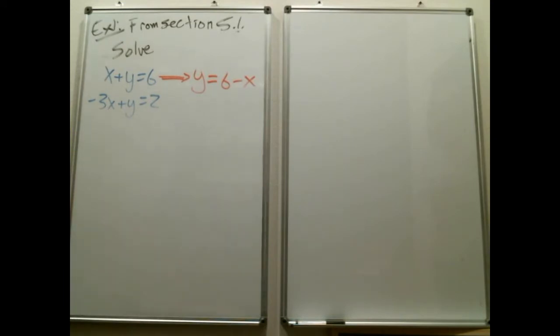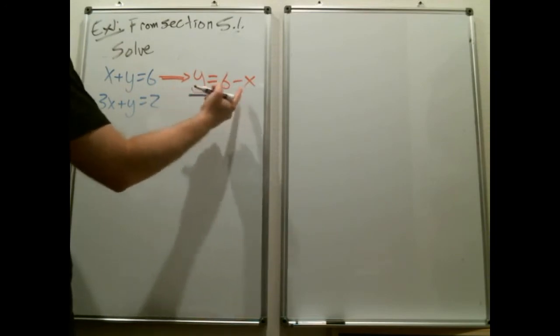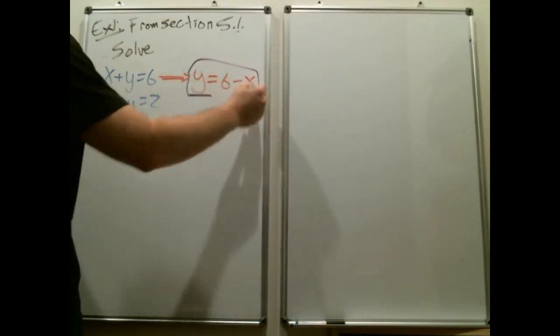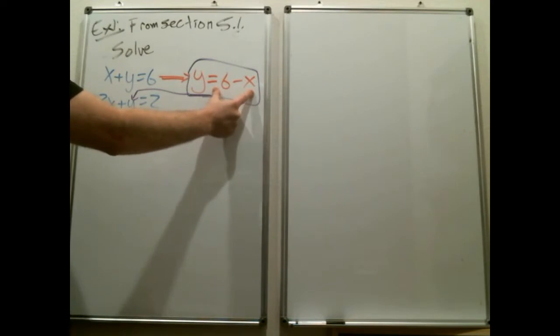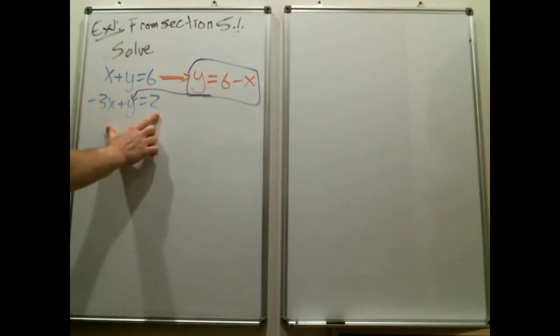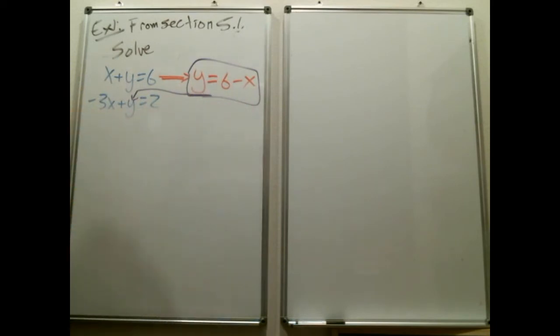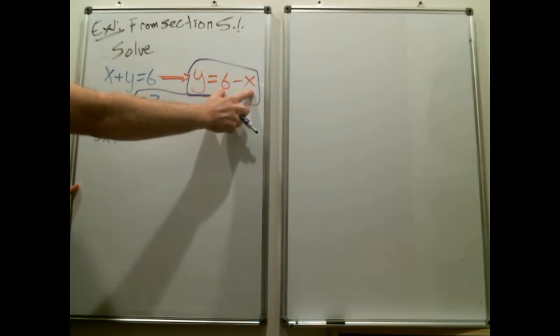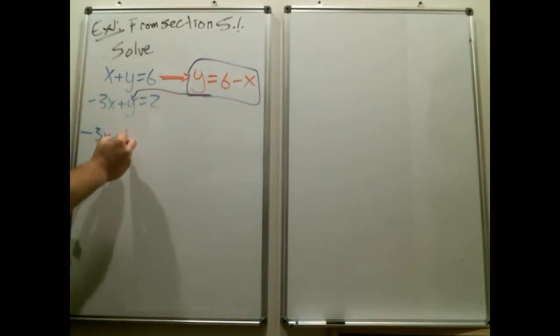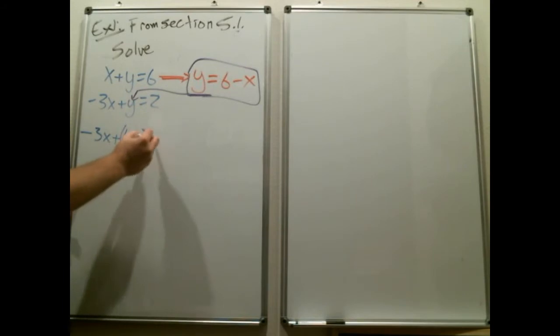What I can do is, now that I know y is equal to 6 minus x, I can take this whole thing and plug it in here for that y. So y is equal to 6 minus x. So anywhere in this equation where there's a y, I can replace it with 6 minus x. Alright, so now this is minus 3x and then plus y, but I just told you y is equal to 6 minus x. So now this is minus 3x plus 6 minus x is equal to 2.